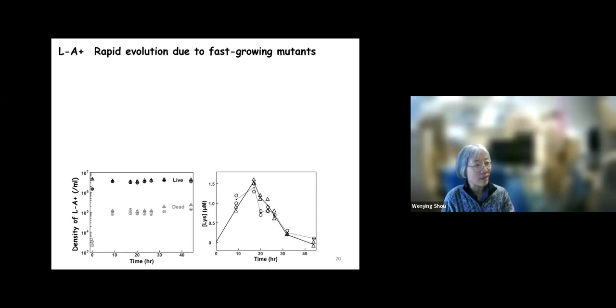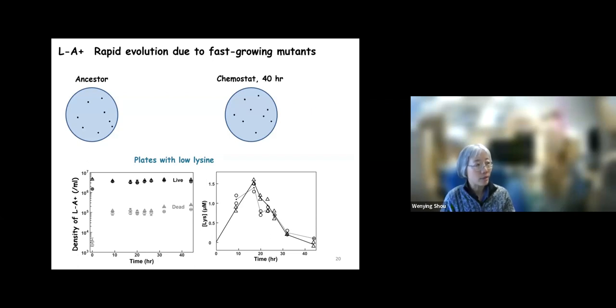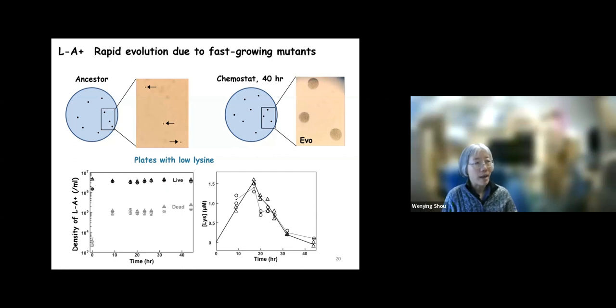I kind of already gave you the answer up there. So, rapid evolution. What happens is the following. We can have plates with low lysine. We can spread ancestor cells, or cells from the chemostat after 40 hours, and then we just wait. For the ancestor, it's very tiny, but you can see the dots. Each dot is a single cell, like this budding cell. But if you look at the evolved ones, they actually form these mini colonies. So they're much better at using limited lysine than the ancestor. In fact, we can quantify that. This is 4% evolved. This is 40% evolved. And by this time, it's mainly evolved.